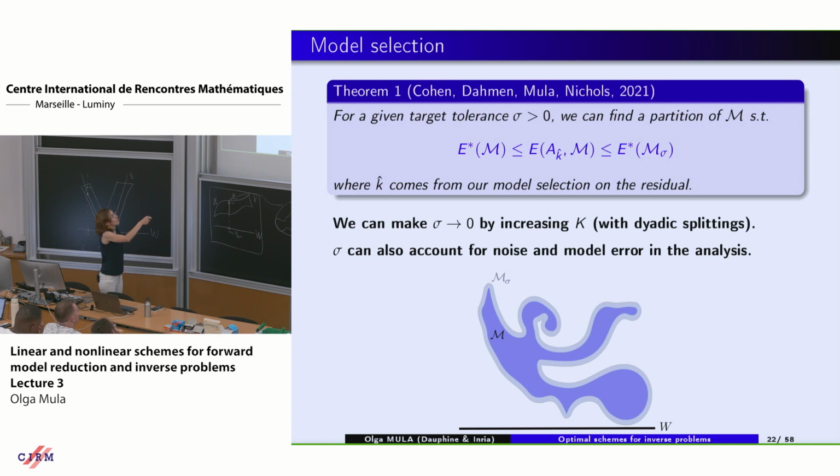is not going to beat the optimal performance of the optimal algorithm with the center of the Chebyshev ball, but it is going to be bounded by the optimal performance of the algorithm that approximates not the original manifold, but a manifold that has been thickened by a layer sigma.